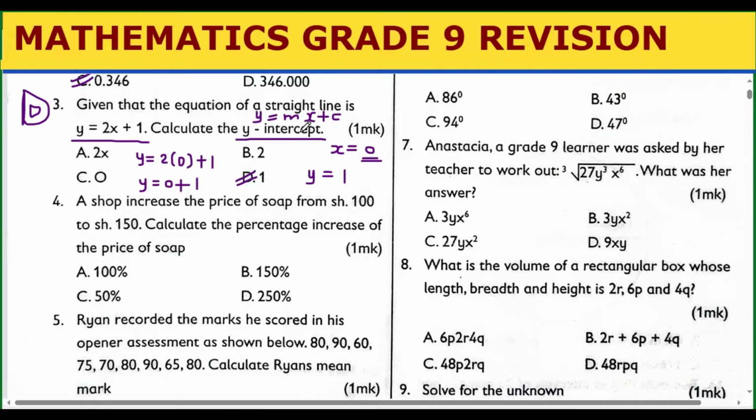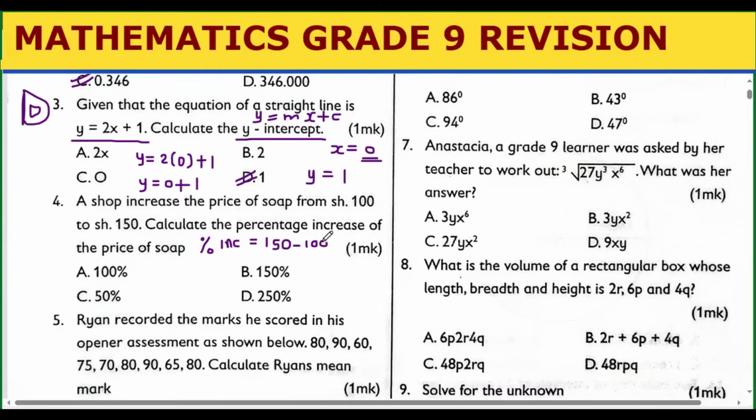Let us hurry up. Number 4 says, a shop increased the price of a soap from 100 shillings to 150. Calculate the percentage increase of the price of the soap. Now, here let me write for you something. Percentage increase. Do you remember percentage increase? So percentage increase will be the increase. It increased from 150. The new cost of the soap minus the original cost of the soap.